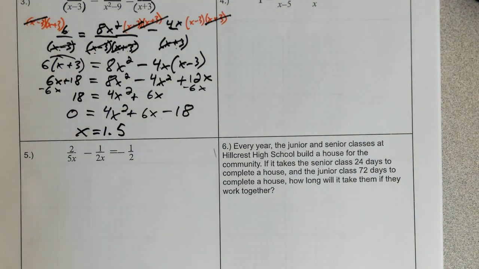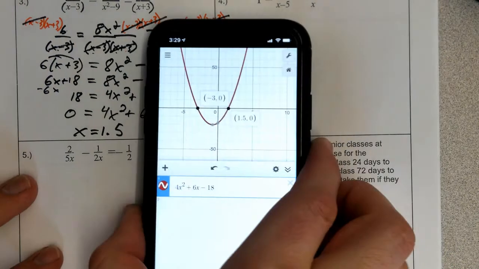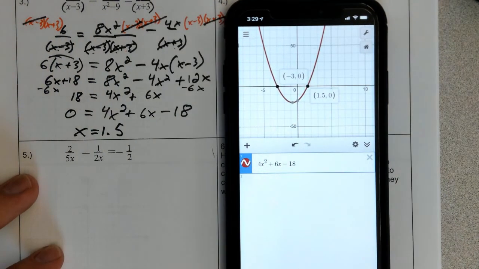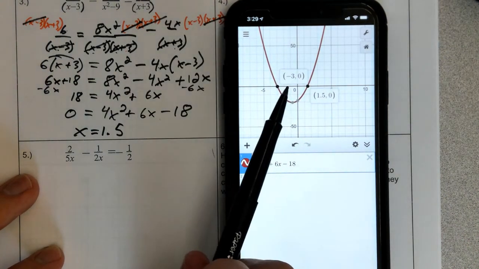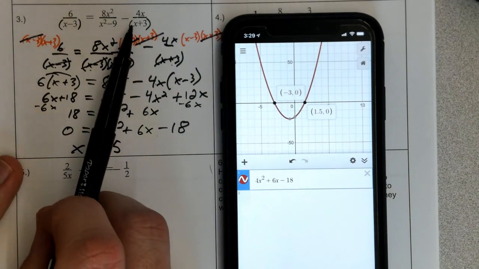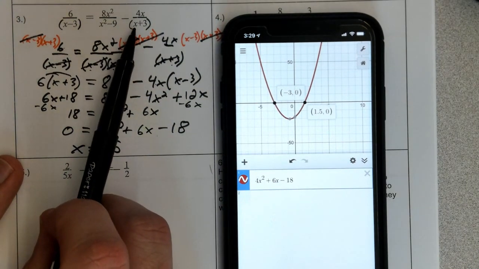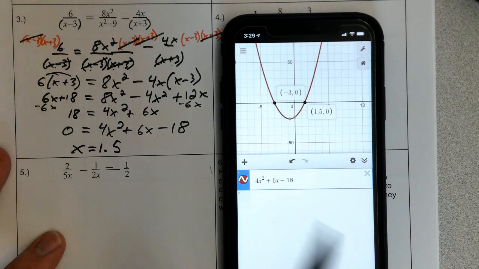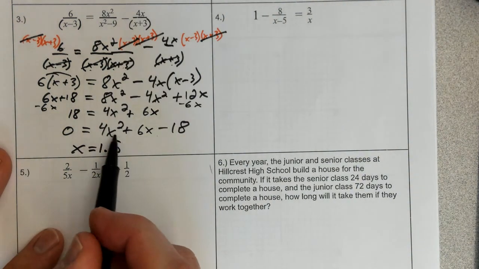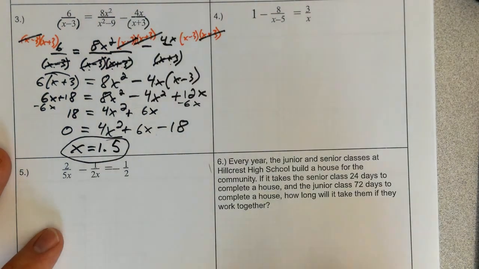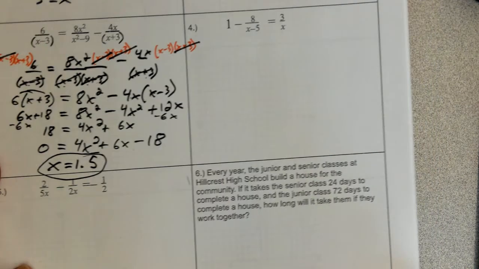I can show you the graph here. So here's your answers. Negative 3 is a solution, but when you plug negative 3 back in, you see that it's an extraneous solution. So it's a solution that shows up algebraically, but isn't actually the solution because it creates a divide by 0 error. So your answer is x equals 1.5. All right, let's go on to the next problem.